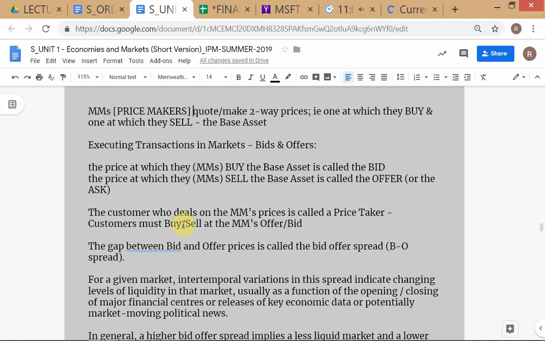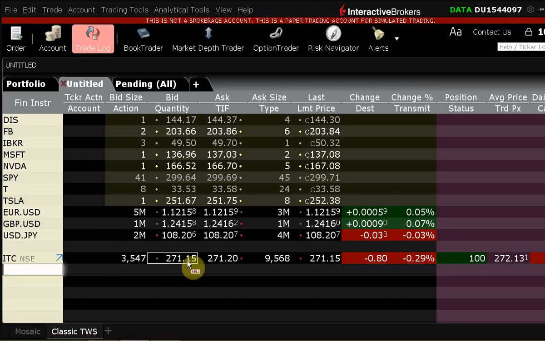This is clear so far? The market maker quotes two-way prices, bids and offers. He buys on the bid and he sells on his offer. So when I go and trade on Shivam's prices, if I want to sell, I have to sell at 15. And if I want to buy, I have to buy at 20. Everyone is clear now?